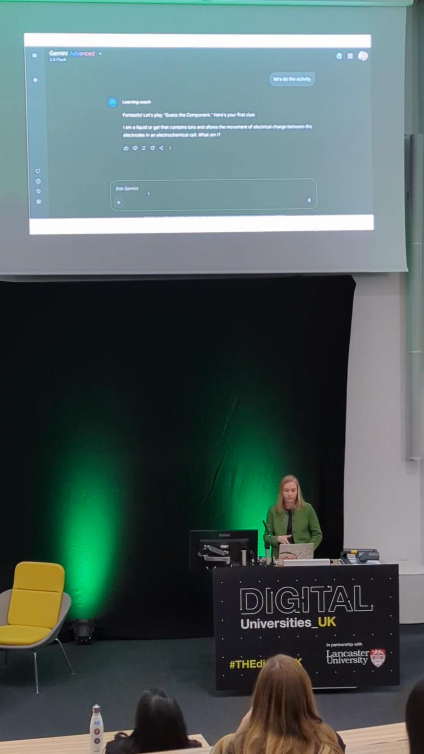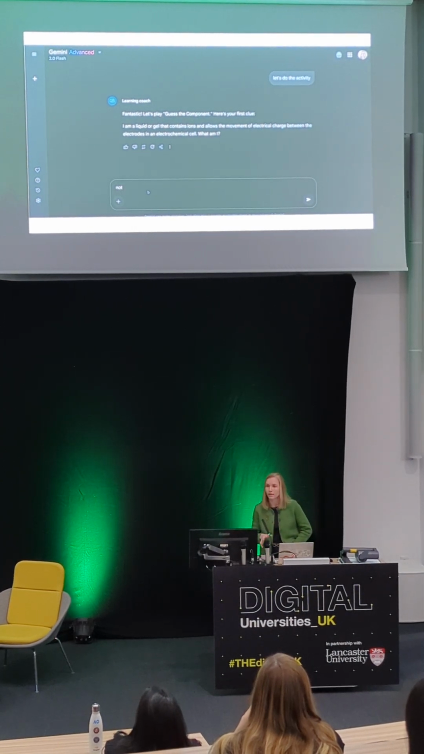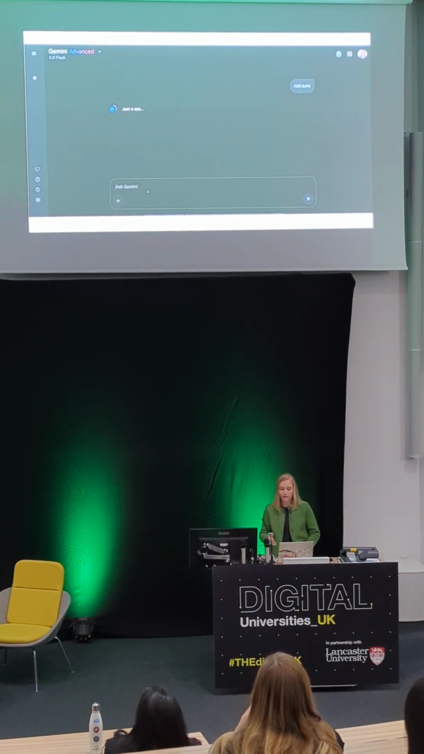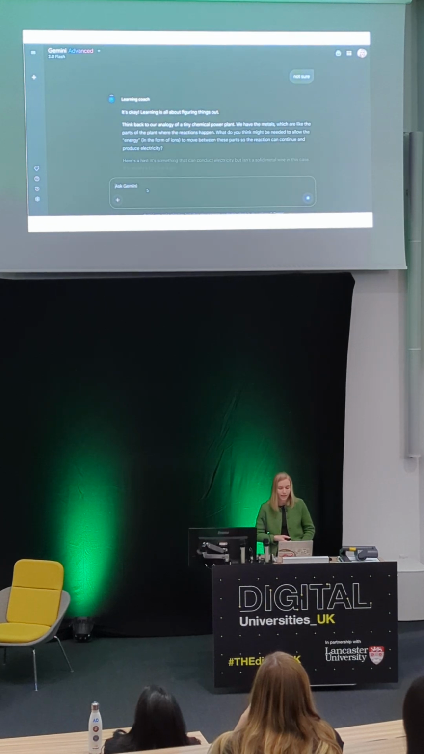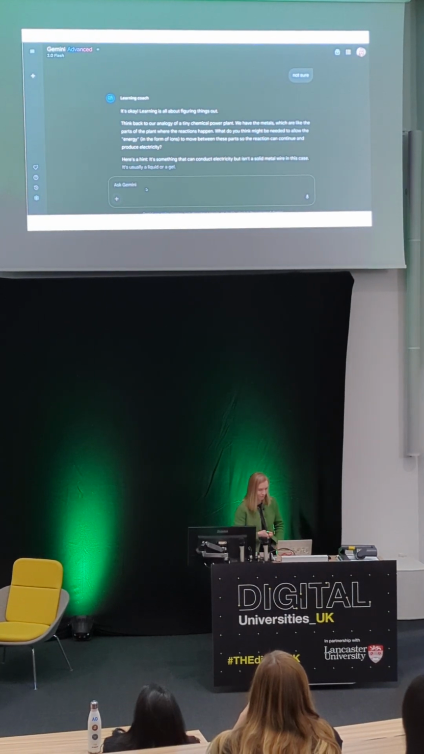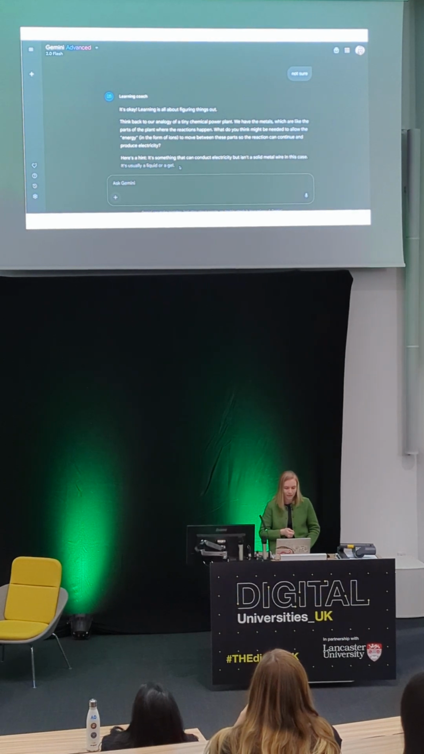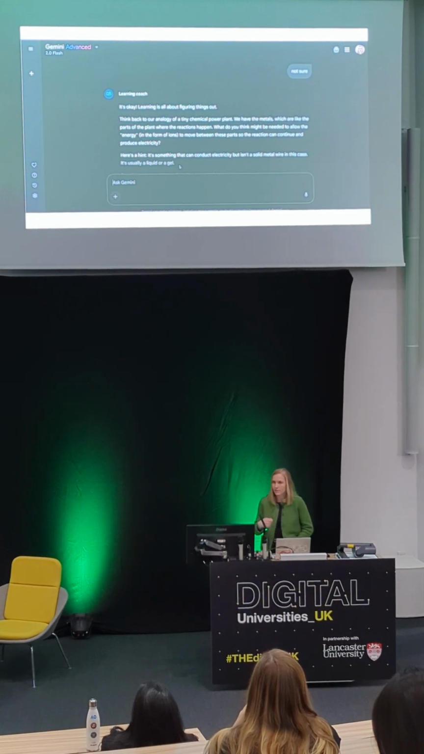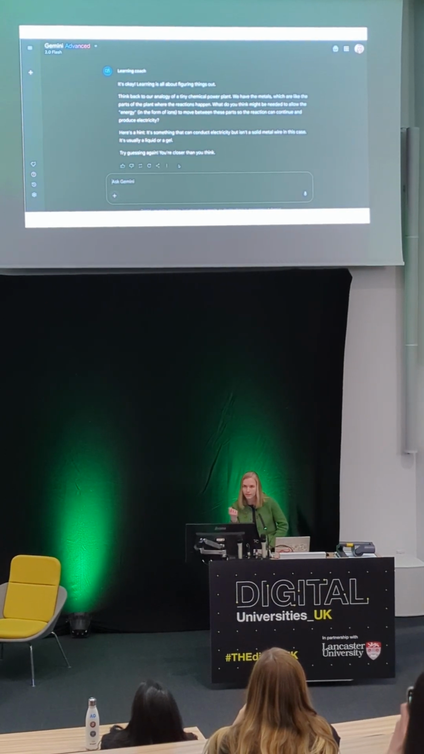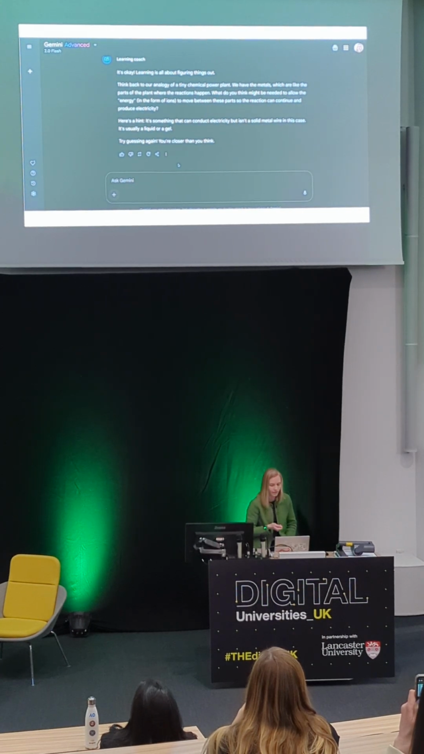I'm not really sure what they are talking about. I don't know the right answer, so I honestly reply, I'm not sure. Learning Coach is really encouraging me. Learning is all about figuring out, it says. So it gives me the hint. It doesn't give me the answer straight away. It still tries to teach me the concept.